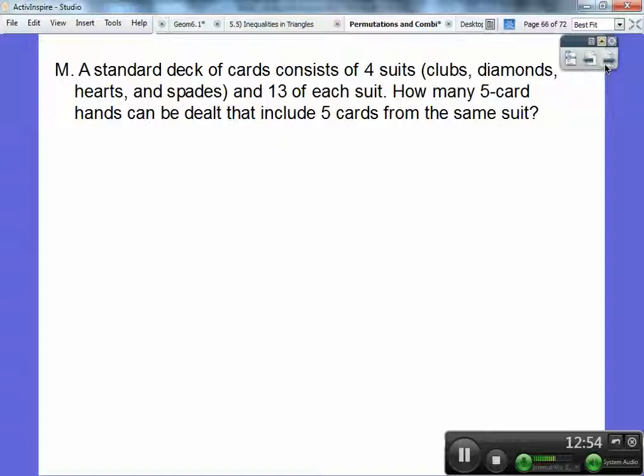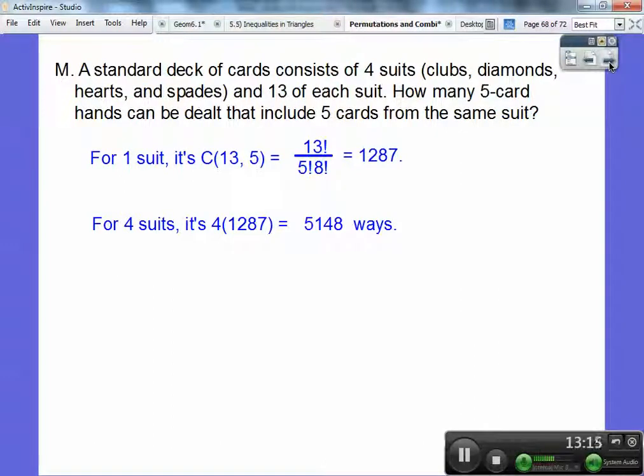All right, let's do one more. A standard deck of cards consists of 4 suits, clubs, diamonds, hearts, and spades, and 13 in each suit. How many 5-card hands can be dealt that include 5 cards from the same suit? So 5 cards from one suit is combination 13 choosing 5, which I get 1287. But there's 4 suits, so I multiply that by 4, and I get 5,148.